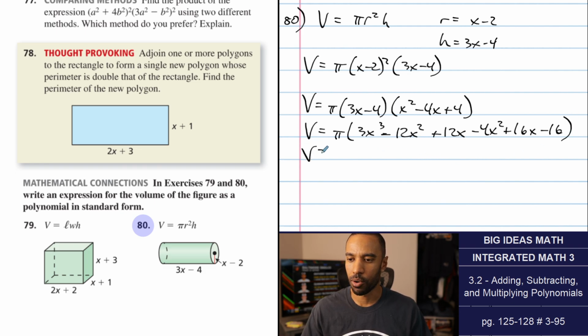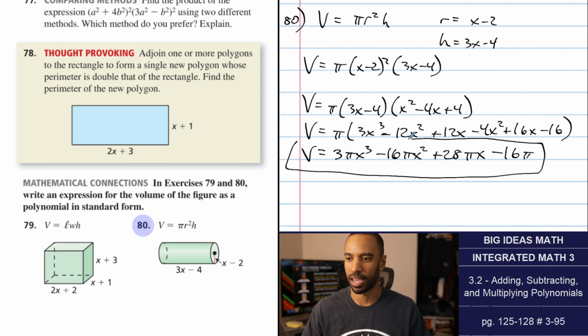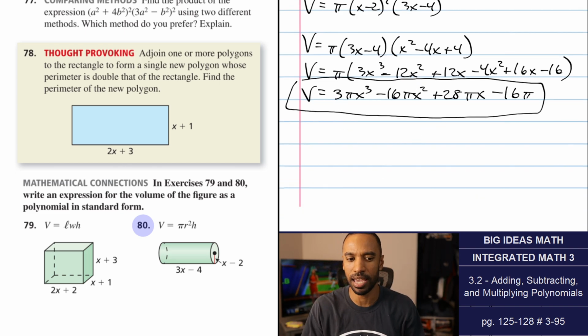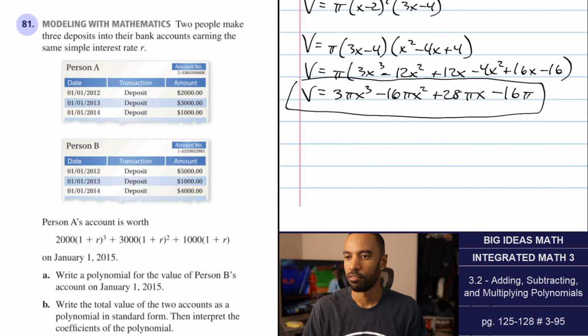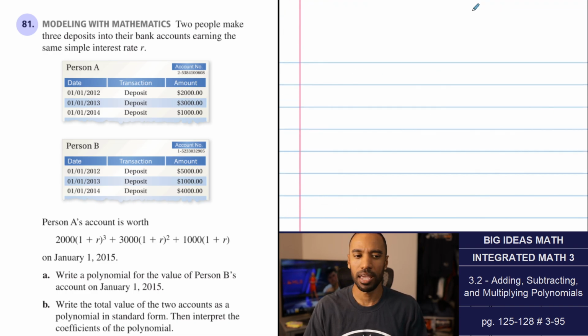All right, pi is going to go into every single term here, okay? So I'm going to get 3 pi x cubed minus 16 pi x squared. 12x plus 16x is 28x plus 28 pi x, and then minus 16 pi. So there's your standard form of that guy. I think they might not have to do pi on the inside there. I don't know. For standard form, maybe, maybe not. I'm being safe.